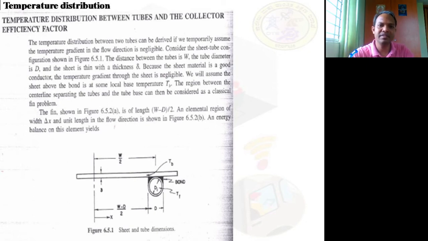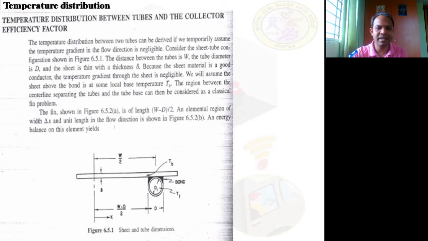The temperature distribution between the first and the second tubes can be derived if we temporarily assume the temperature gradient in the flow direction is negligible. Consider the sheet-tube configuration shown in the figure below. If you assume one more dotted line, here is one more tube, a neighboring tube. The distance between the center of one tube and the center of the other tube is given by the width W by 2. Is it clear?